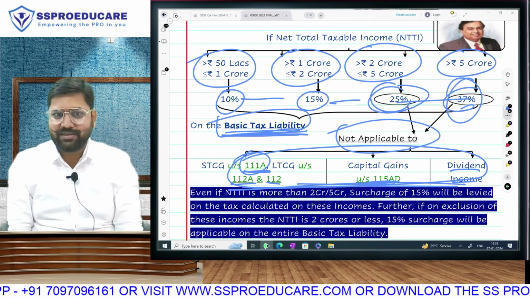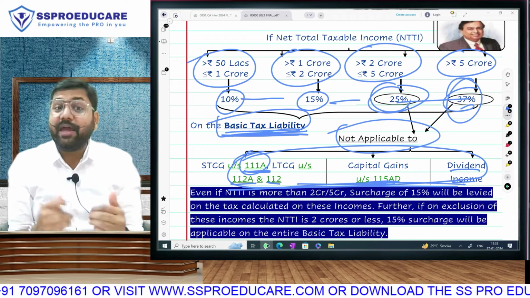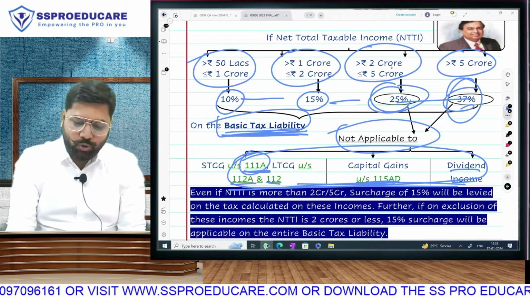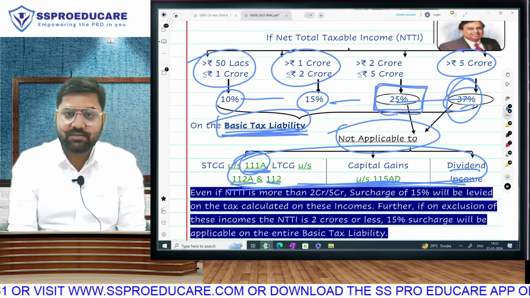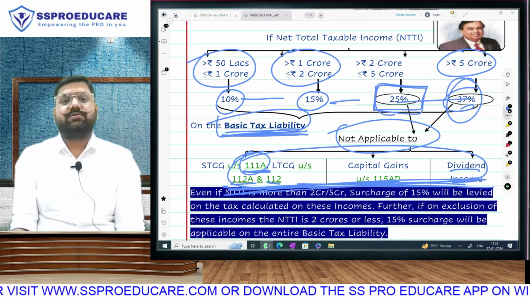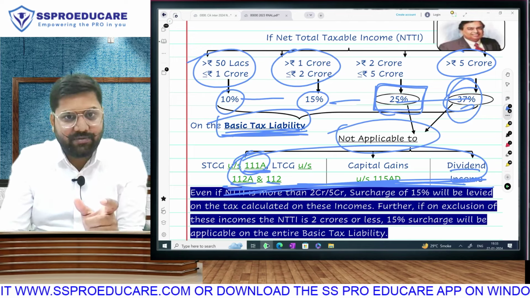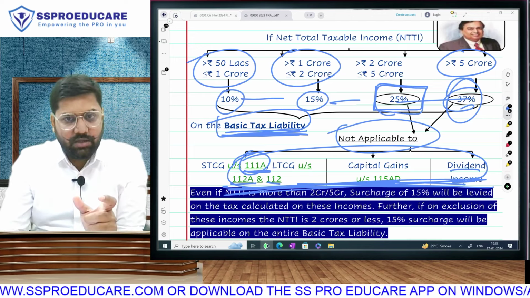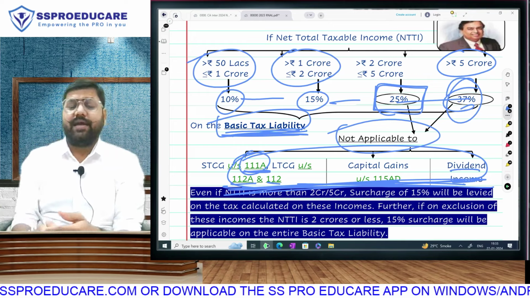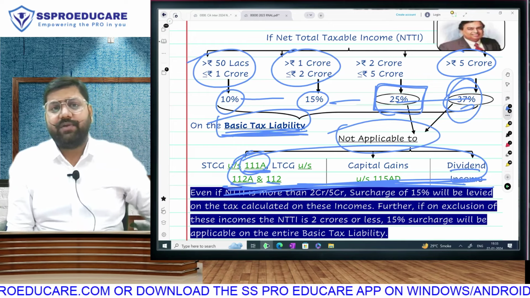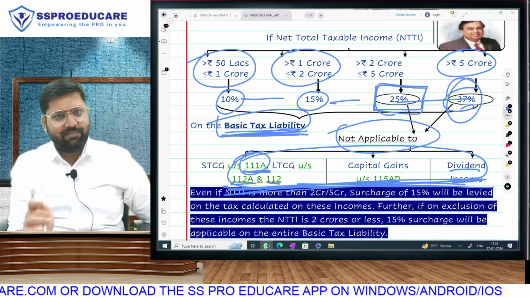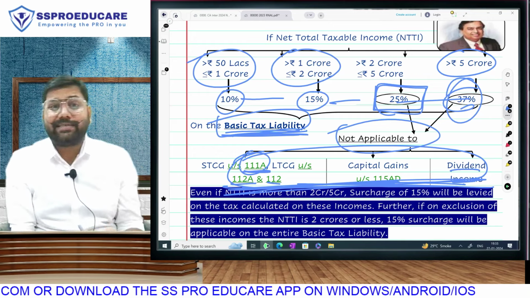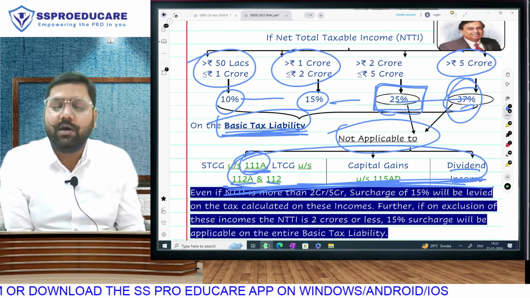first you calculate basic tax, then you apply surcharge. Those who cross 2 crores, first we try to apply 25% surcharge. But surcharge is not on income, it is on tax. On the tax that we have calculated on these incomes, we will not apply 25 or 37. 25 and 37, if applicable, will be applicable only on the tax that you have calculated on your other income.